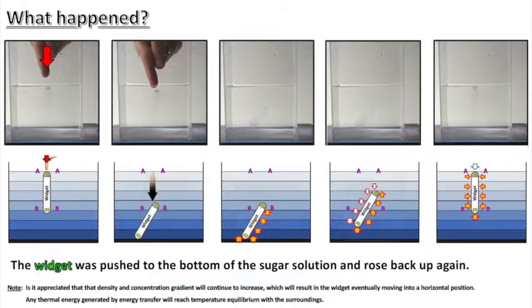What happened? The widget was pushed to the bottom of the sugar solution and rose back up again. Note: it is appreciated that the density and concentration gradient will continue to increase, which will result in the widget eventually moving into a horizontal position. Any thermal energy generated by energy transfer will reach temperature equilibrium with the surroundings.